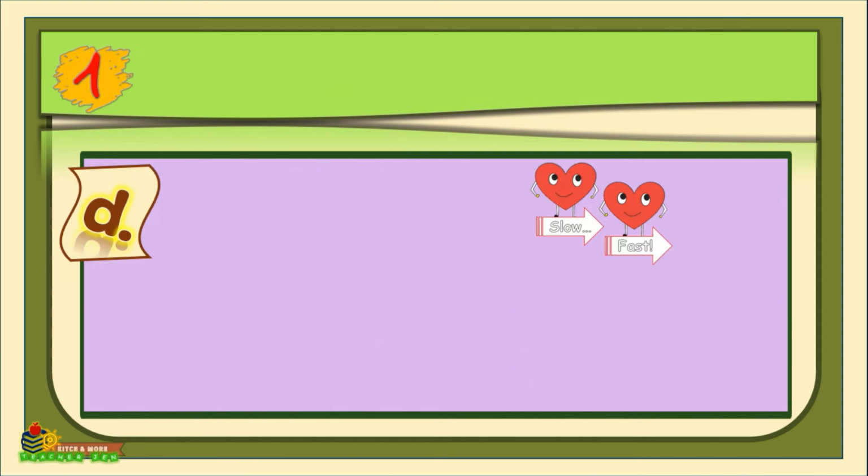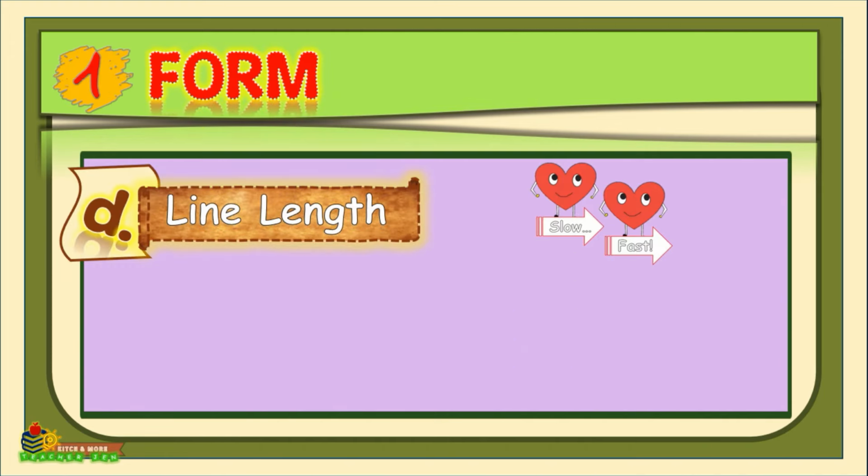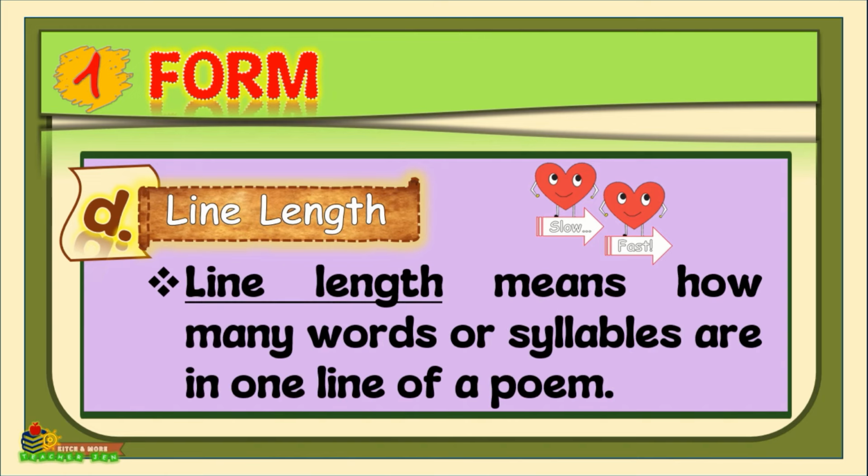Alright, let's now talk about line length. Still under form. Line length simply means how many words or syllables are in one line of a poem. Some lines are very short, just a few words. Others are long, like full sentences or even longer. But why does it matter?